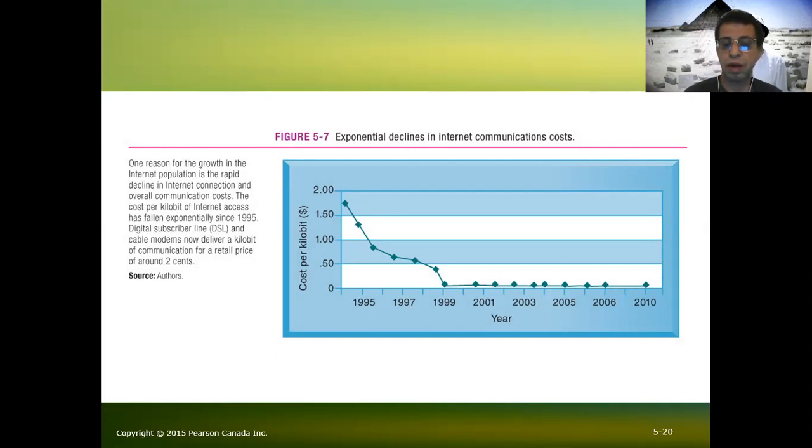Digital subscriber line, DSL as it used to be called, and cable modem now deliver a kilobyte of communication for a retail price of around 2 cents, something like that. And the speed of the internet is pretty quick in some areas, and some of the 5G things require faster internet and more fiber optics. So there are lots of challenges to come.